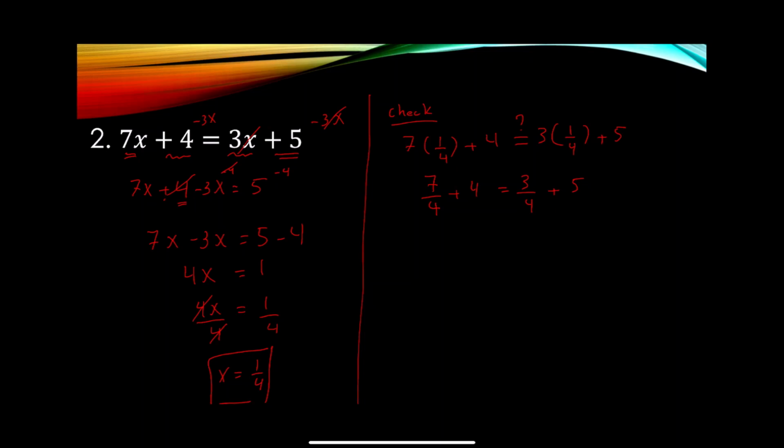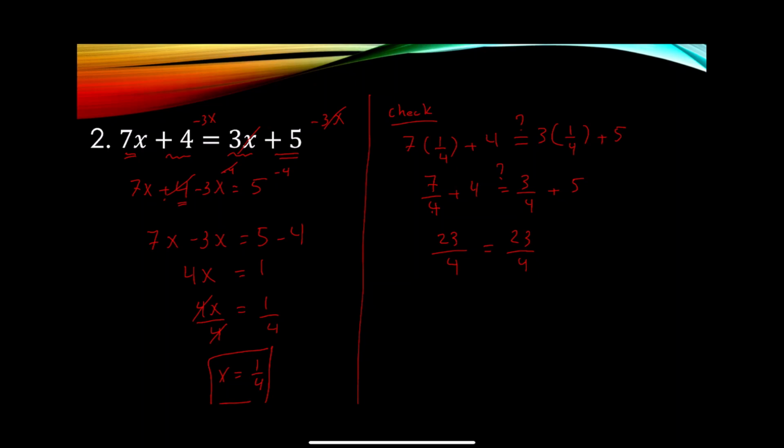Now, I'll still have a question mark here. In order to add 7 over 4 plus 4, I want you to review the video on adding and subtracting fractions. So 7 over 4 plus 4 is actually 23 over 4, equals 3 over 4 plus 5, which is 23 over 4.